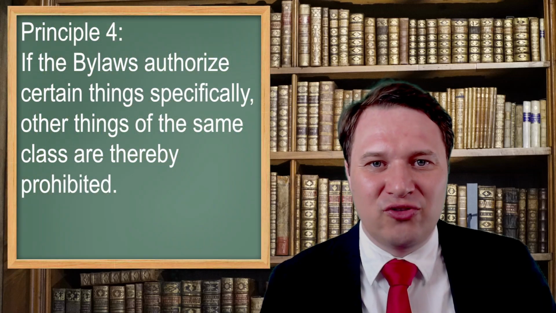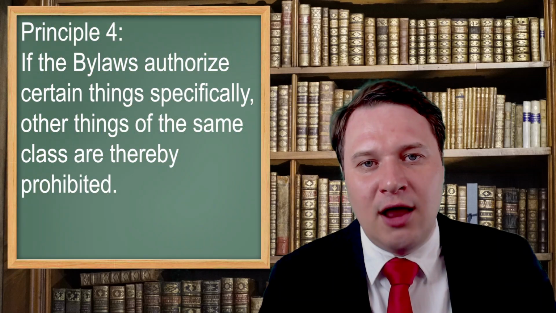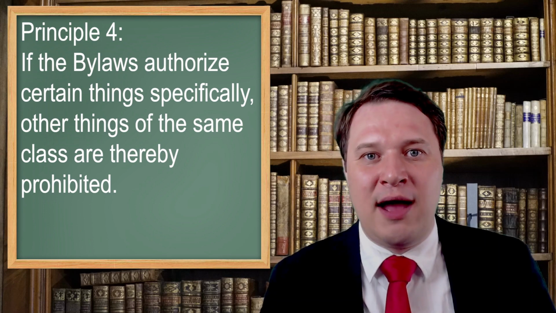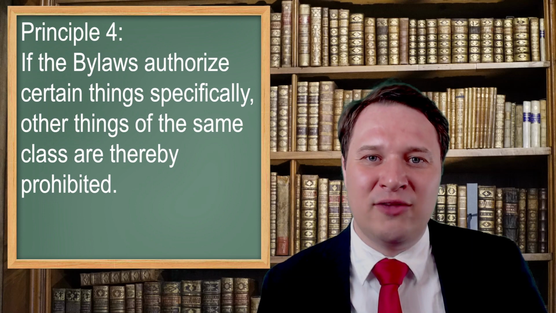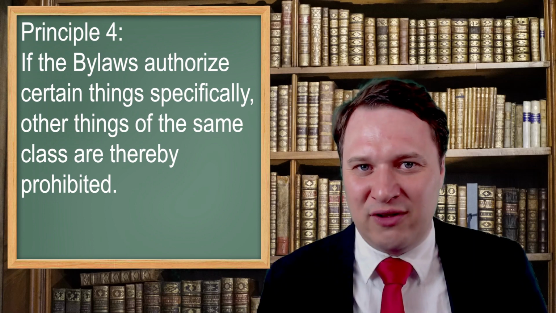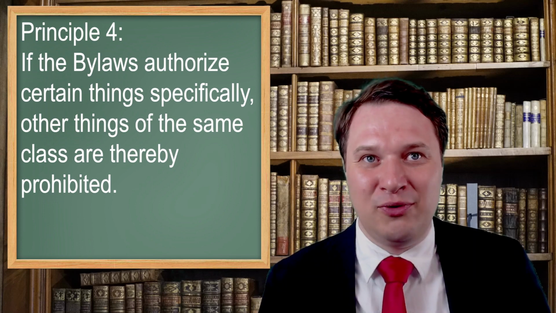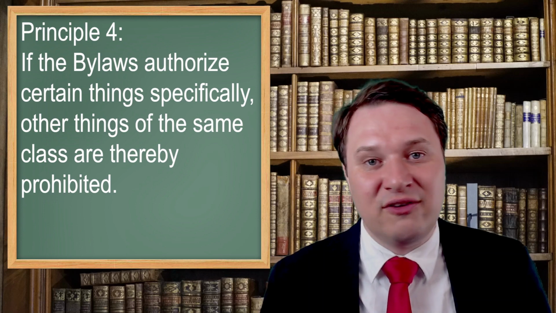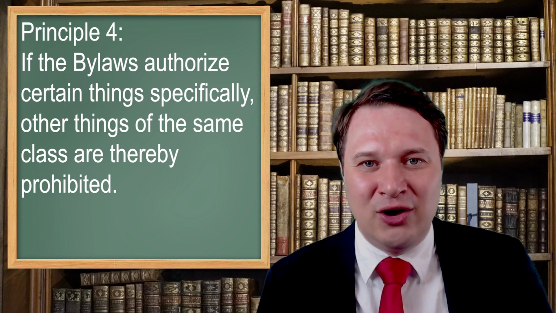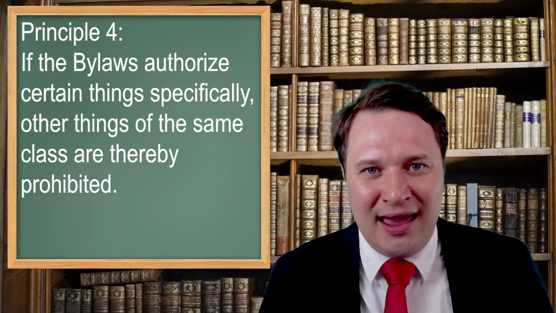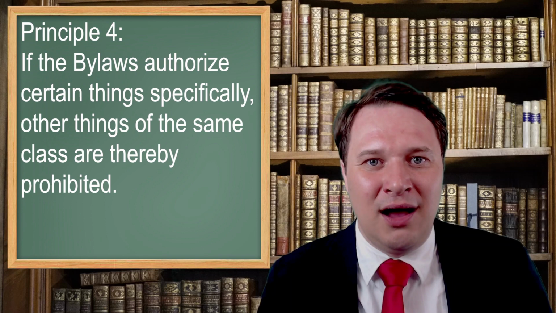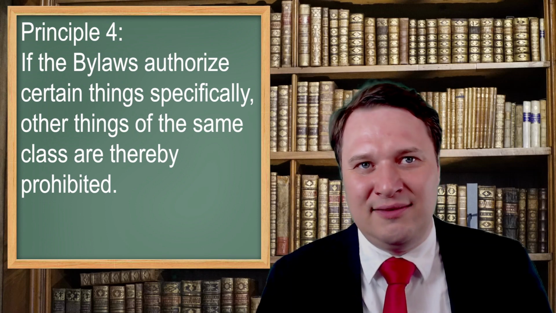The fourth principle of bylaws interpretation reads as follows. If the bylaws authorize certain things specifically, then other things of the same class are thereby prohibited. The way I like to think of this principle is that if the bylaws are being generous about something specific, as the principle says, then other things of that same class are not allowed. You can think of the bylaws as having a cap on their generosity, and you cannot exceed that cap when you're doing something. So let's look at an example.